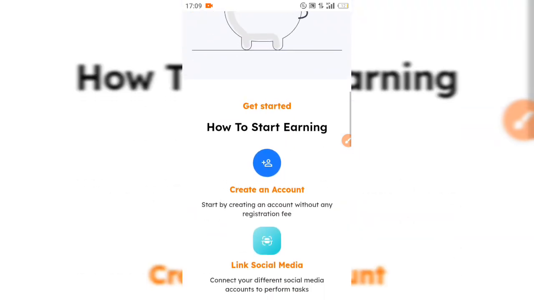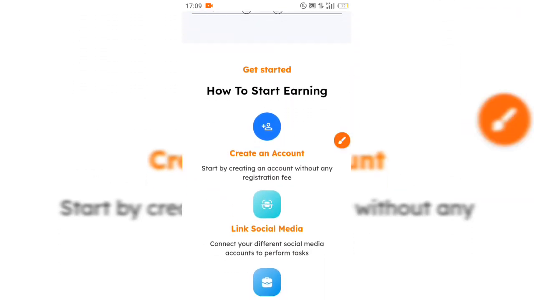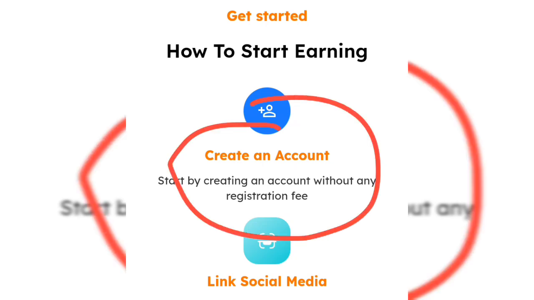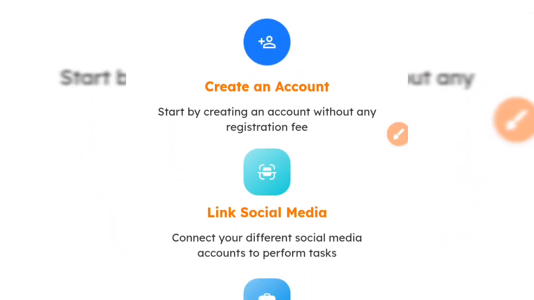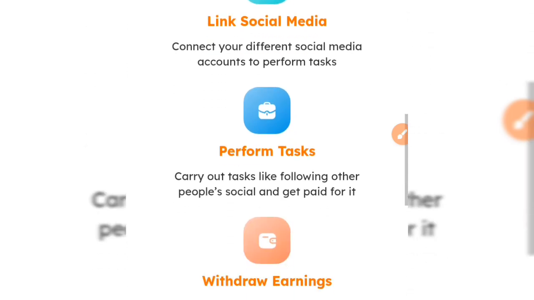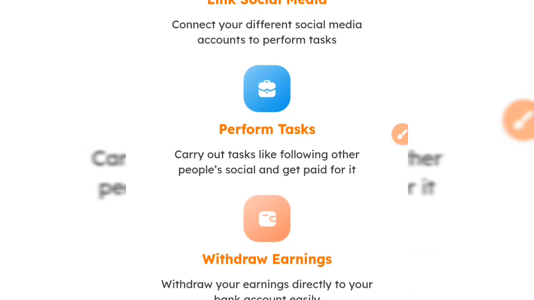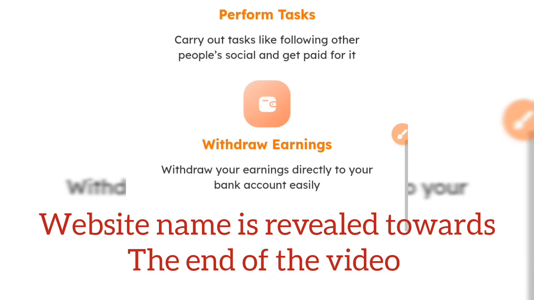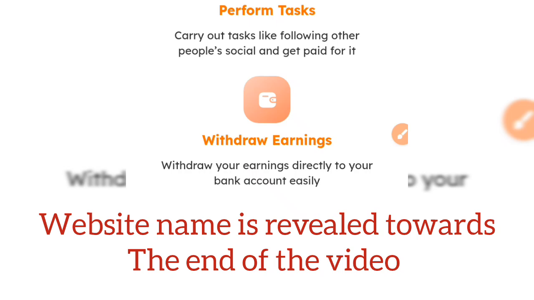So scroll downward right now and you are going to see the steps you need to take to actually make money on this platform. So right now you can see here it says create an account. The most interesting part of this website is that you are not going to be paying any registration fee to actually create an account on this website. It is totally free, totally free. So create an account. The next thing is link your social media account, and the next one is perform task, while the last one is withdraw your earning to your local bank account. So these are the steps you need to take to actually start making money on this platform.